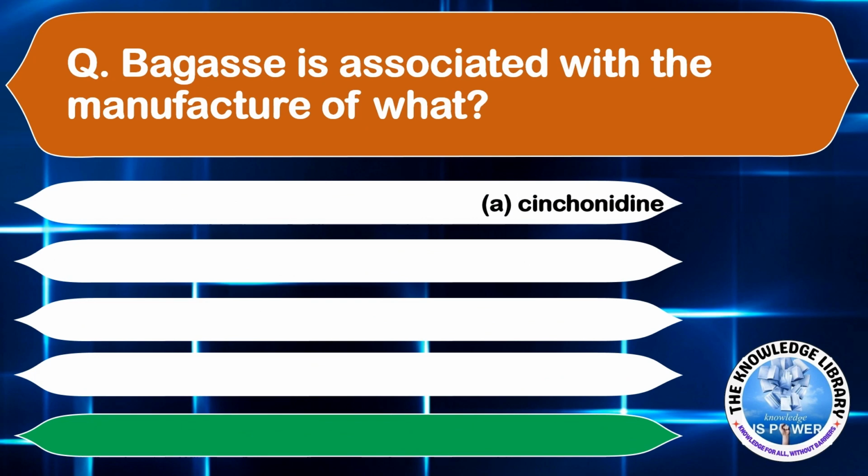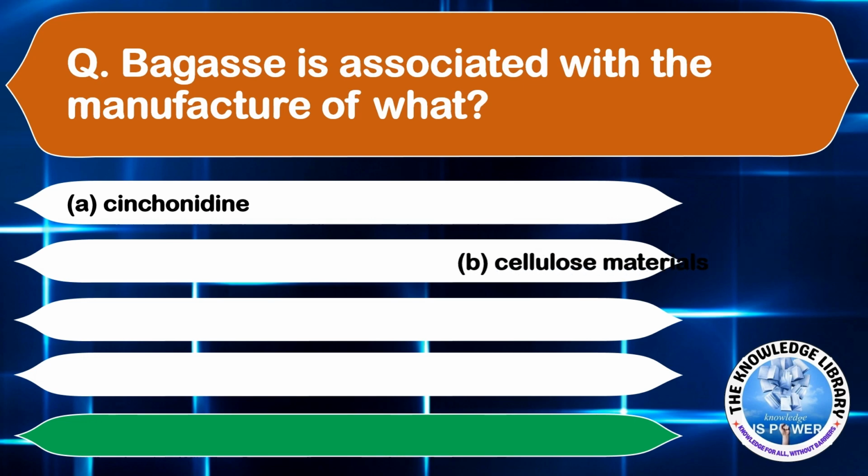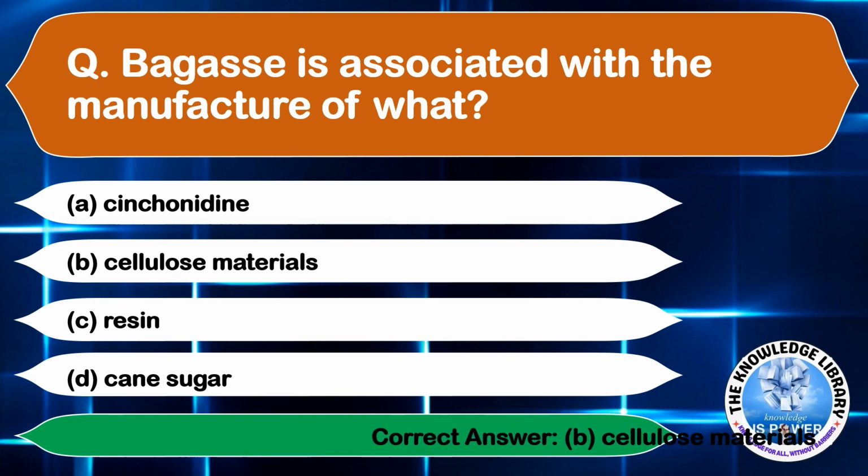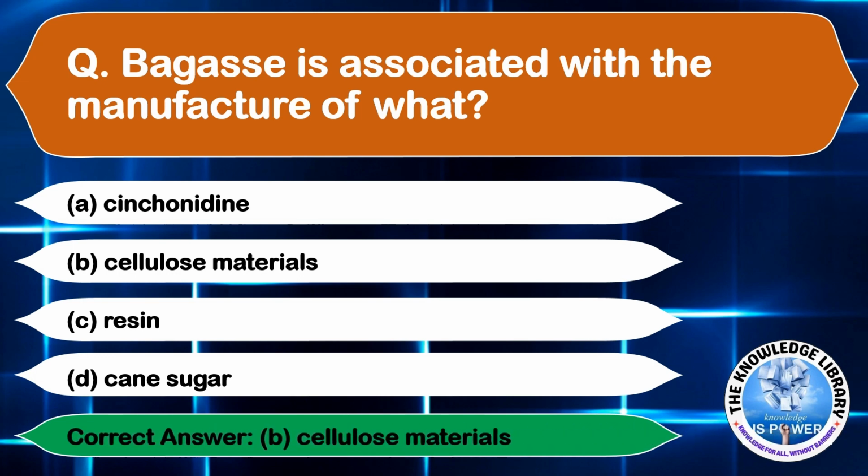Bagasse is associated with the manufacture of what? Option A, cinchonodyne. Option B, cellulose materials. Option C, resin. And option D, cane sugar. The correct answer is option B, cellulose materials. Moving on to the next question.